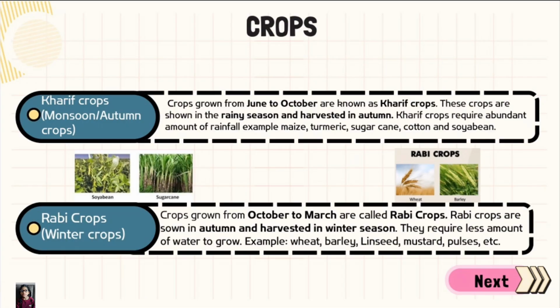So the Rabi crops do not need an abundant amount of rainfall. They need less amount of rainfall. So they are sown in the autumn season and then harvested in the winter season.